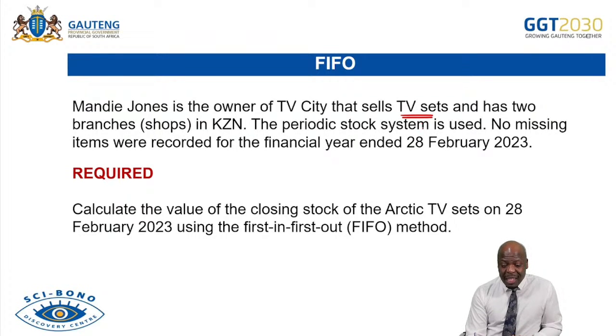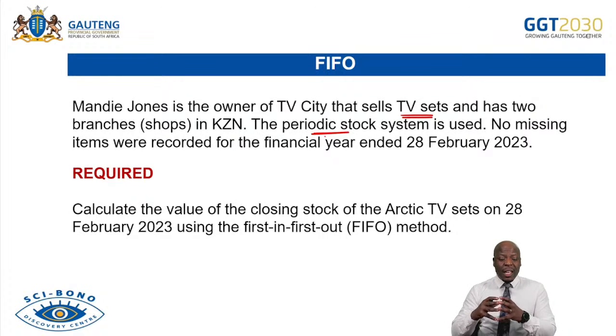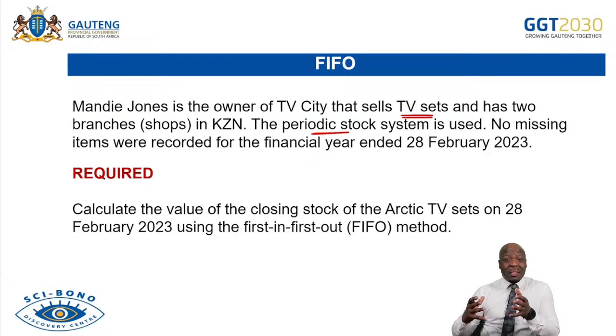The periodic stock system is used. Very key to note that this business is using the periodic stock system. No missing items were recorded for the financial year ended 28th February 2023. So in this case, there were no missing items. There was no stock theft that was detected. Required: calculate the value of closing stock of the TV sets on 28th February 2023 using the first in, first out, that is your FIFO method.